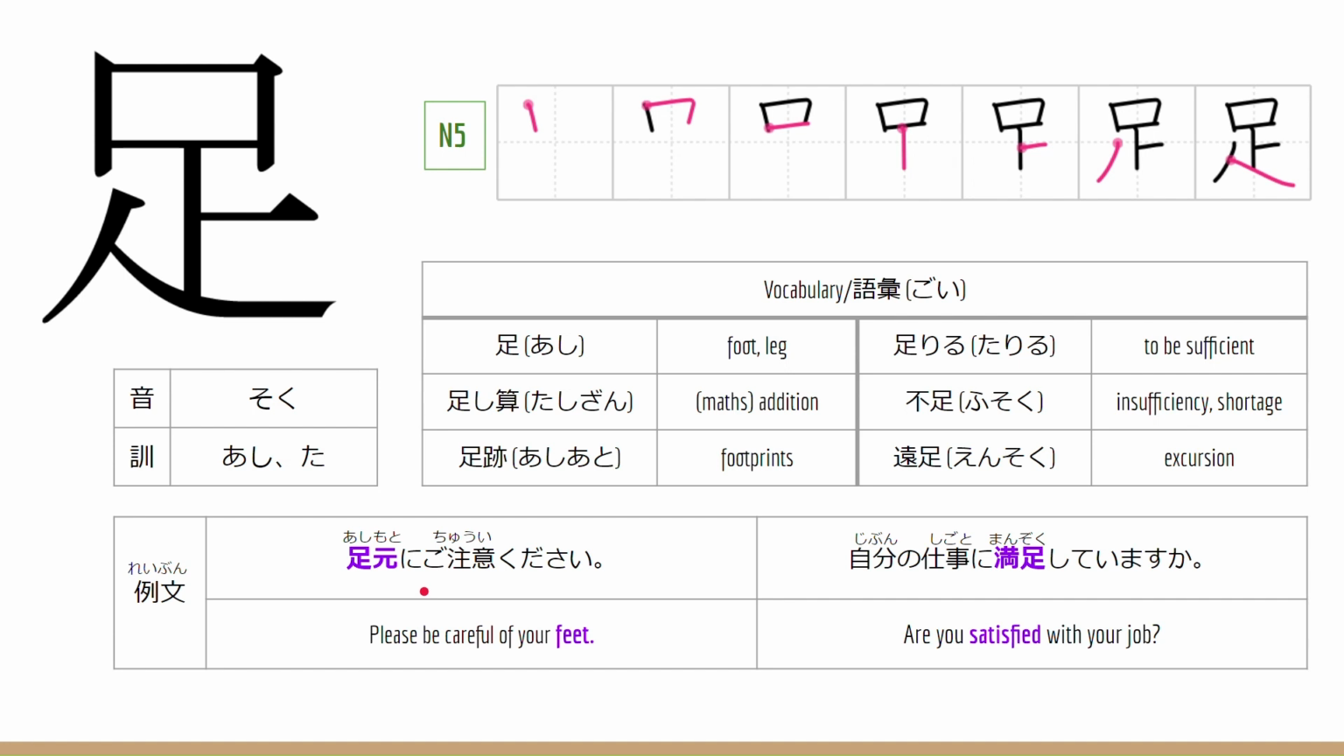足元にご注意ください。This means please be careful of your feet. 自分の仕事に満足していますか？Are you satisfied with your job?